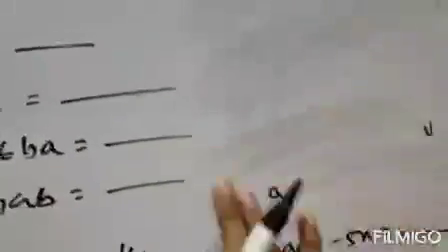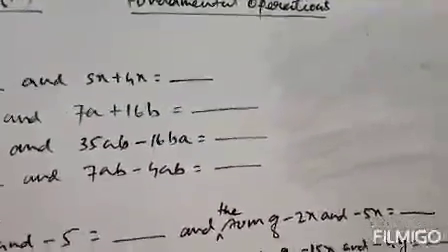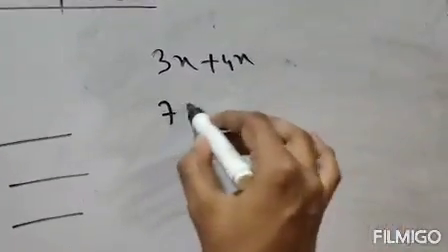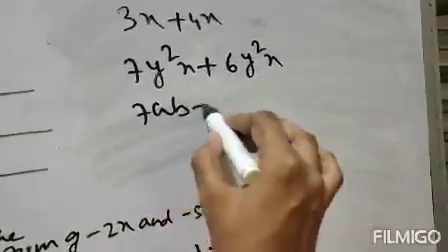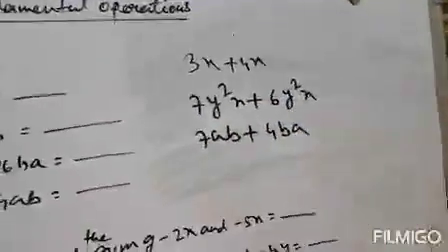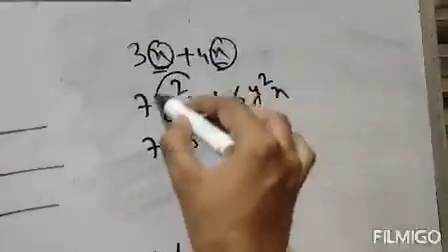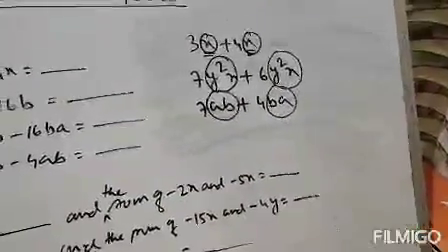Now when like terms are added, then only we can write the sum. That means if we add, both the terms should be like terms. We can add 3x plus 4x. We can add 7y square x plus, suppose, 6y square x. We can add 7ab plus 4ba, because all of them are like terms. Here the coefficient of 3 is x, the coefficient of 4 is x, so both are the same and they are like terms. Here also both coefficients are the same. Here also ab and ba, both are the same. That means like terms are added.